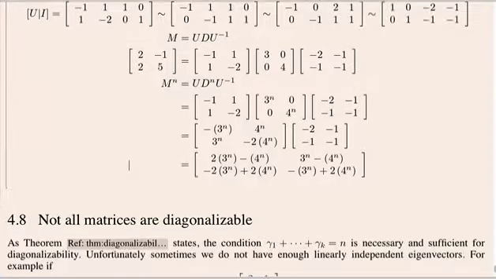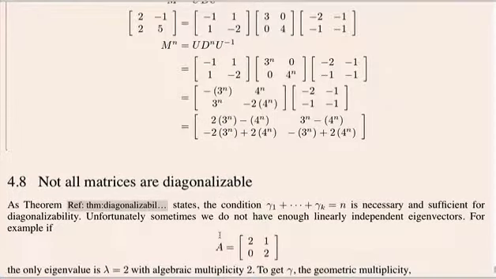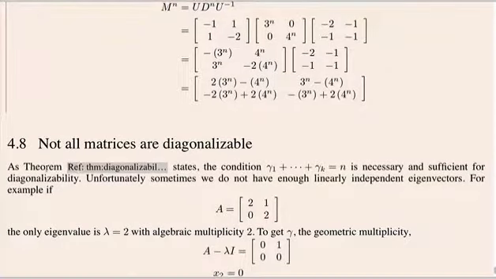Section 4.8, so these are short sections. Section 4.8 just says that not all matrices are diagonalizable. So in this theorem about diagonalizability, we have this condition that the geometric multiplicities should add up to n, and it's necessary and sufficient for diagonalizability. And unfortunately, sometimes this doesn't happen. We don't have enough linearly independent eigenvectors.